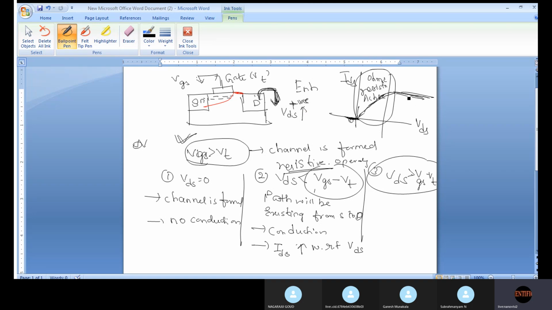Okay, and this is the saturation region. Current is becoming constant. However much you increase VDS, the current stays constant: saturation. And this is the cutoff region. Cutoff region means there is no current conduction. Here everything has become very untidy.